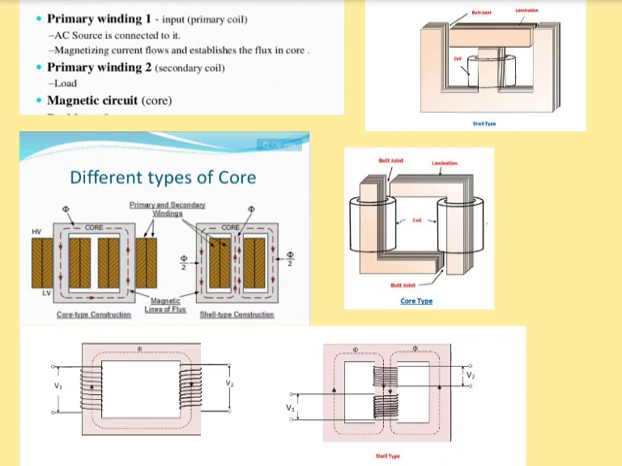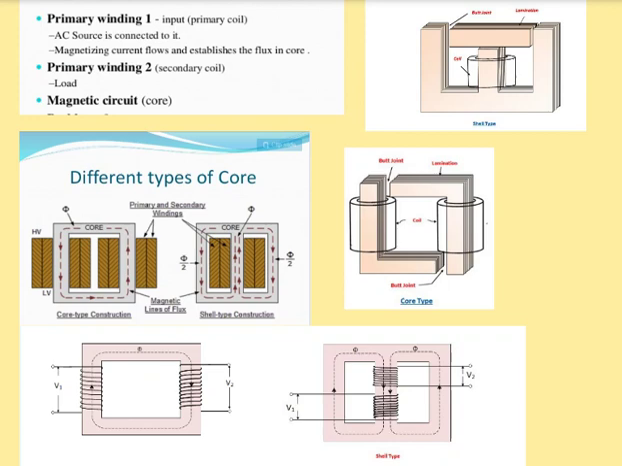So in one, which is called the core type, you can see that the windings are on the left-hand side and the right-hand side. Two windings have been used. And you can see in the shell type, you have the middle leg, where the winding has been wound. So the upper part of the winding is different and the lower part of the winding is different. So you can see the lower is the primary winding and the upper winding is the secondary winding in the shell type.